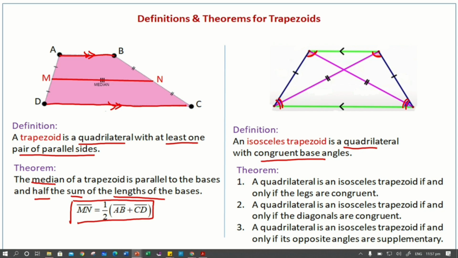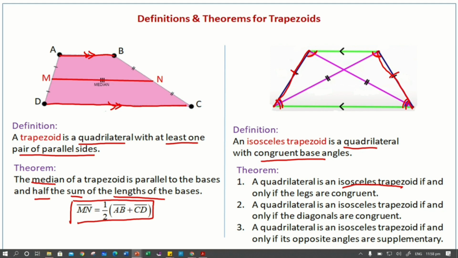Now, these are the theorems about isosceles trapezoid. A quadrilateral is an isosceles trapezoid if and only if the legs are congruent. So in this figure, the legs of an isosceles trapezoid are this one and this one. So the legs here are congruent, meaning they are equal in measure.